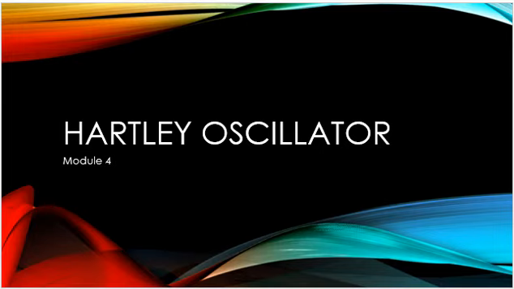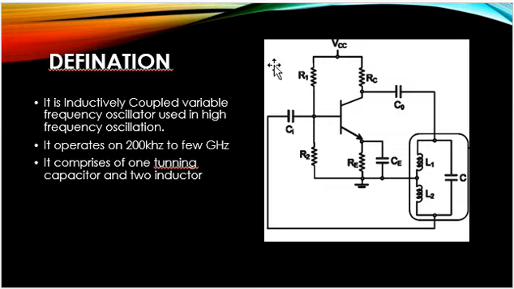The definition of Hartley oscillator is that it is basically an inductively coupled variable frequency oscillator used in high frequency oscillations. This is one of the types of LC coupled oscillator. The variable range of this particular oscillator is from 200 kilohertz to a few gigahertz.